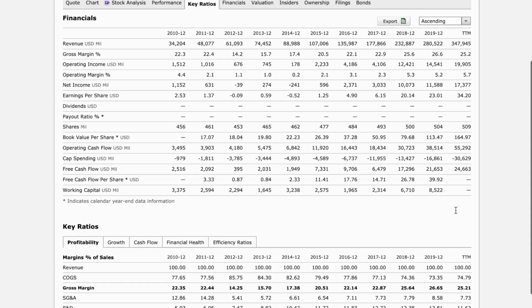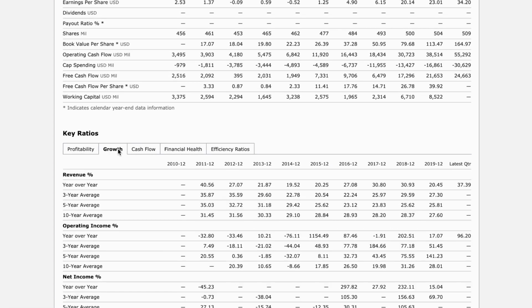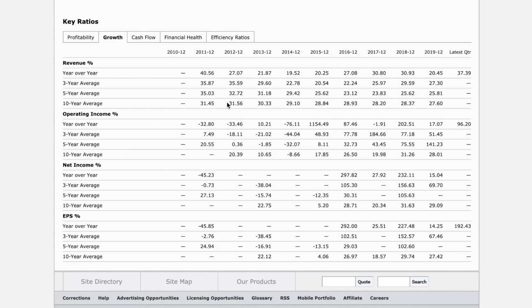So at this point, I'll usually scroll down and I want to hit the growth tab right here. Morningstar gives you a really good chart that breaks things down in year-over-year growth, 3-year average, 5-year average, 10-year average for revenue, operating income, net income, and earnings per share. So really quickly, without doing any math, you can figure out roughly how much the company's growing.